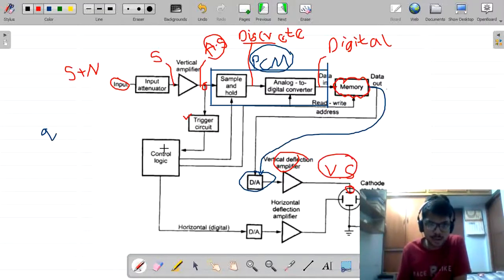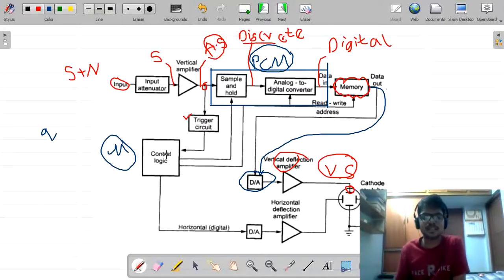Now what will happen? This is a control logic. In general, what is a control logic? Control logic is a microprocessor. Whenever we need the digital memory, by using the microprocessor control commands, we will get the signal, or we will get the digital memory from this memory block.